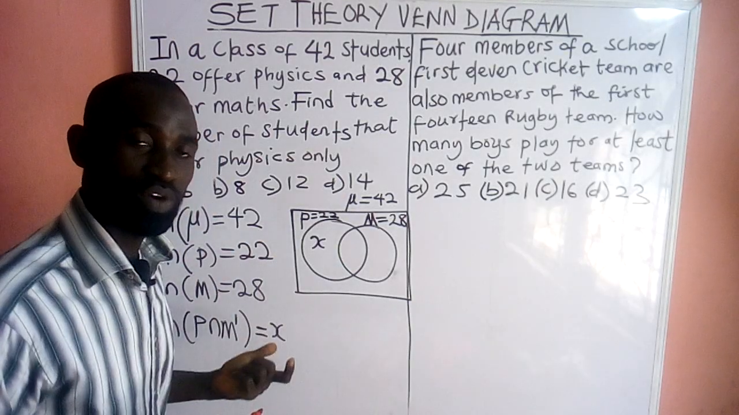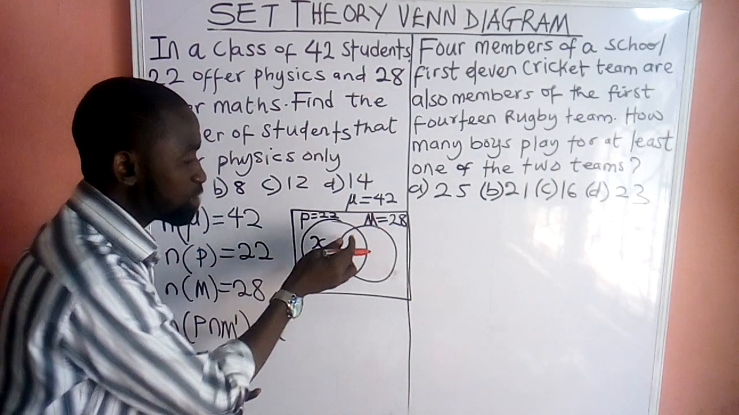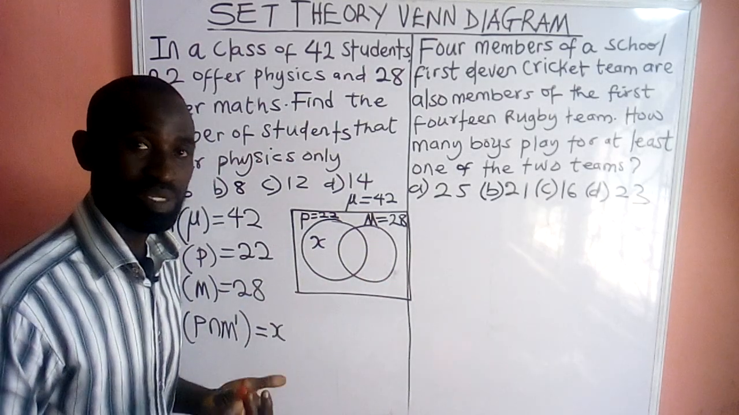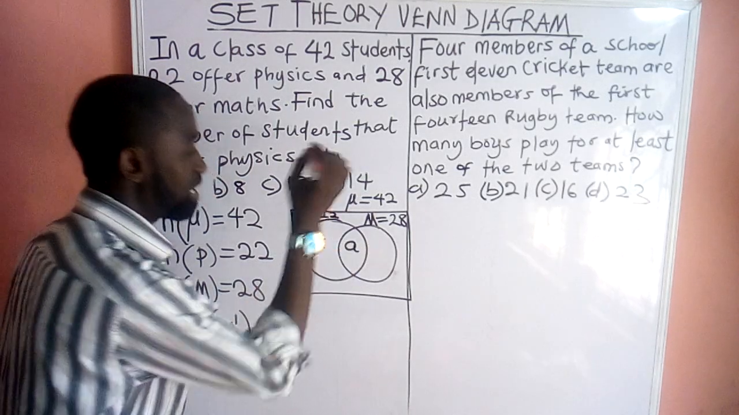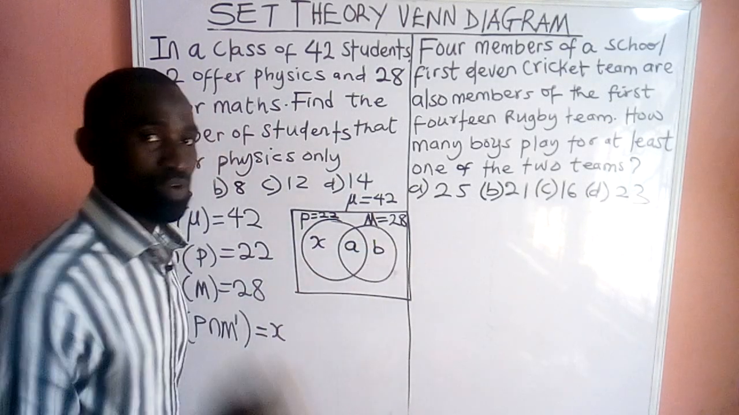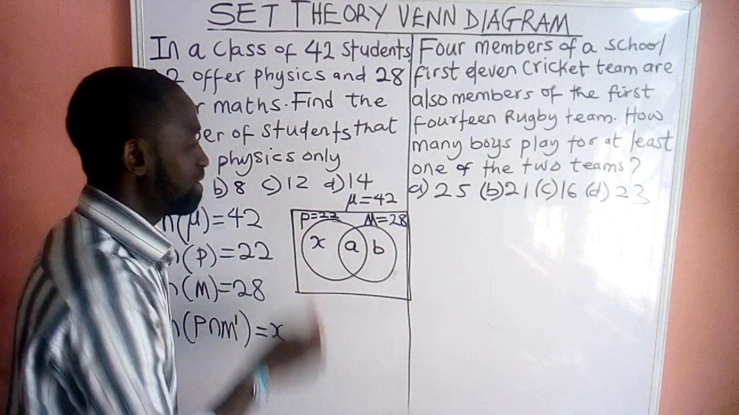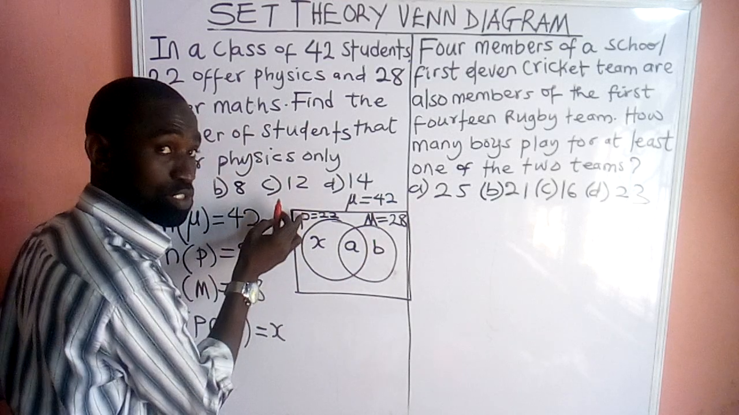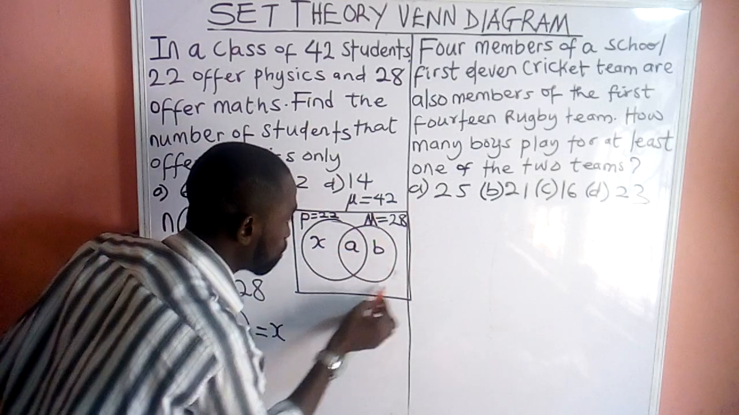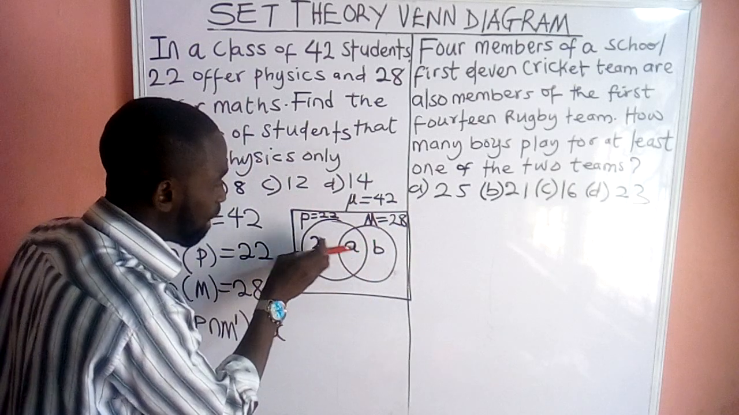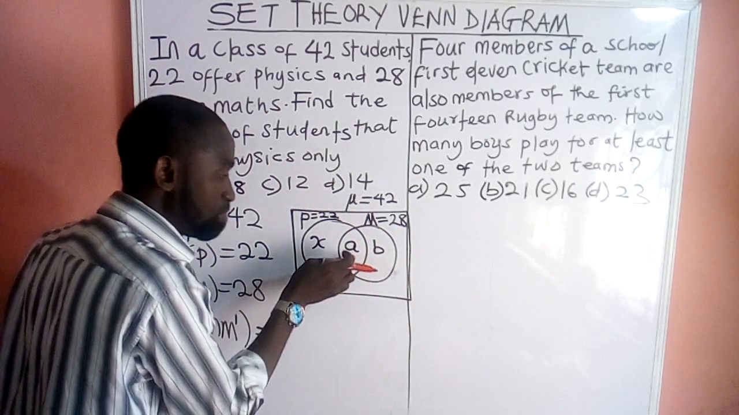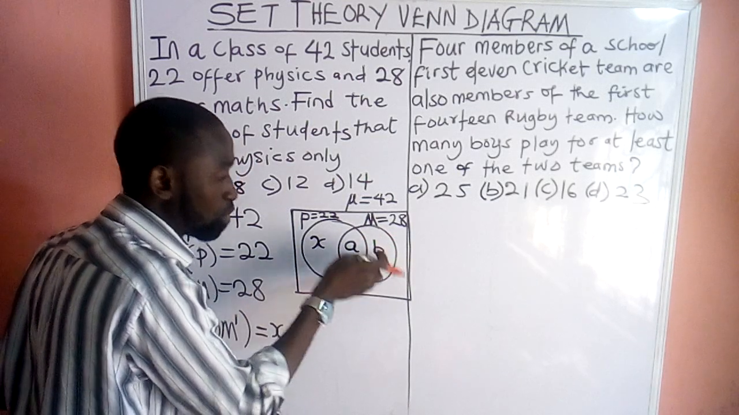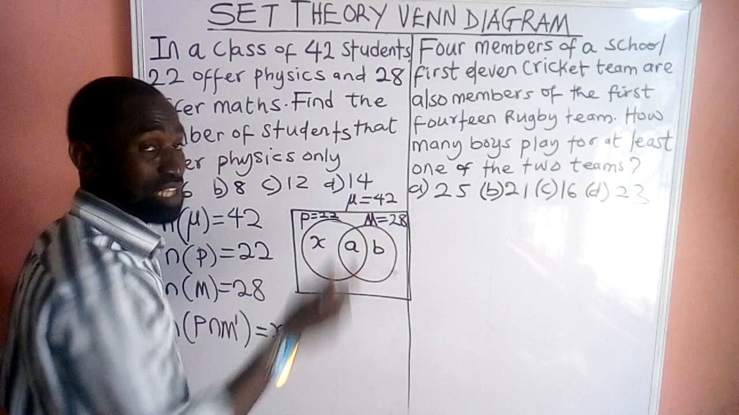Now, if I want to solve a question under Venn diagram, we assume these parts we don't know, so we can represent them using alphabets. Let's put A here and B here. What are we trying to achieve? Everything in this circle equals 22, and everything in this circle equals 28. Let me arrange everything in the form of x, so I can add them together to give me the universal set.